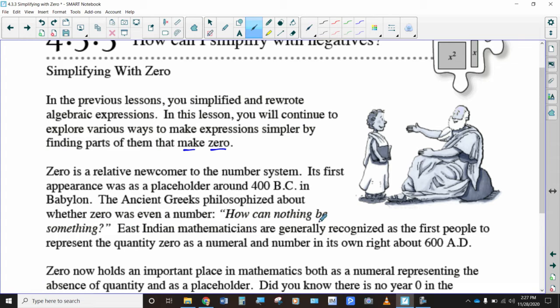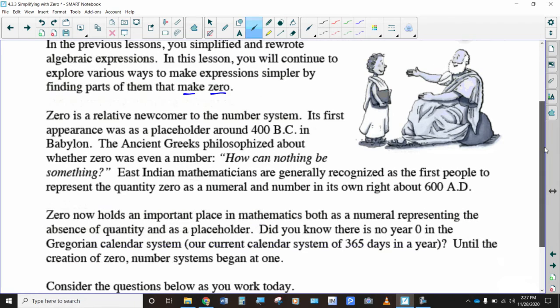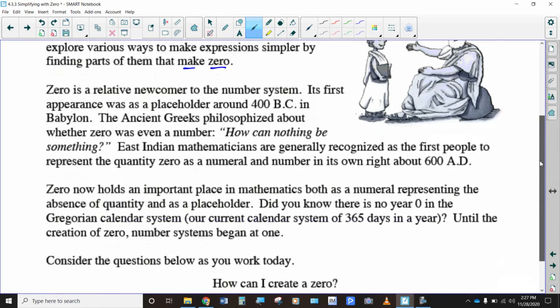East Indian mathematicians are generally recognized as the first people to represent the quantity 0 as a numeral and number in its own right, about 600 AD. And here I had heard that it was the Mayans, but I don't know. I'm sure a lot of different cultures had a lot of different representations for the same thing.